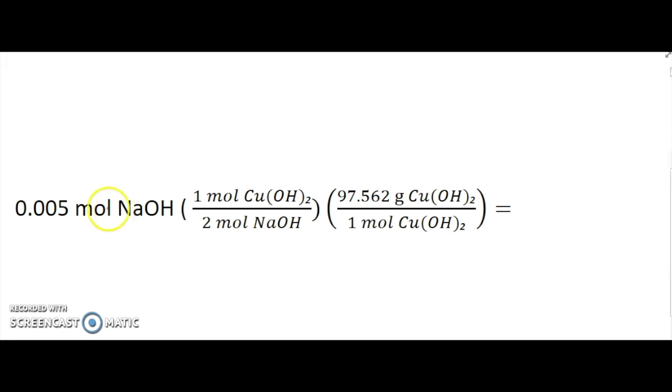This cancels out the moles of sodium hydroxide. Now we are going to get rid of the moles of copper hydroxide and multiply it by its molar mass. And this equates to 0.244 grams of copper hydroxide.